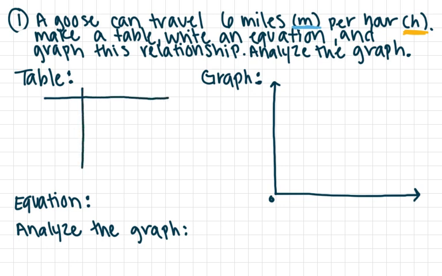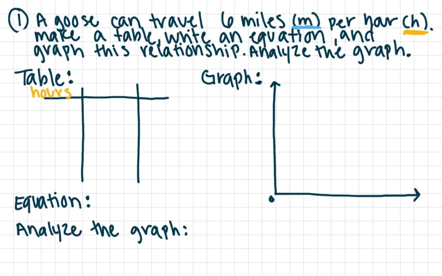And let's think about where our different numbers are going to go. Okay, it says 6 miles per hour. So think about it. If they travel 1 hour, that's 6 miles. Okay, if they travel 2 hours, that'd be 6 plus 6, so that'd be 12 miles. 3 hours would be 6 plus 6 plus 6, which would be 18. So the thing that I'm changing is the hours, and when I change the hours, it affects how many miles this goose has gone. So that tells me that my hours here is going to be my input.